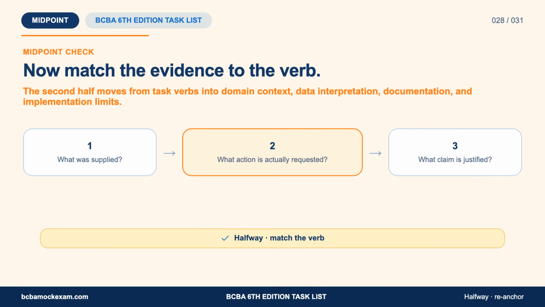We are halfway. The first questions separated define, measure, select, and evaluate. The second half adds conduct, document, analyze, and implement, where a reasonable action can still be out of sequence. If you missed one, ask which evidence the verb requires and which assumption the distractor adds. Keep the routine: verb, target, evidence, boundary.